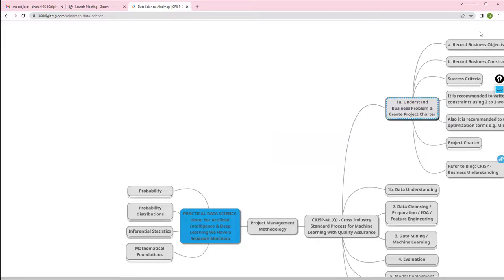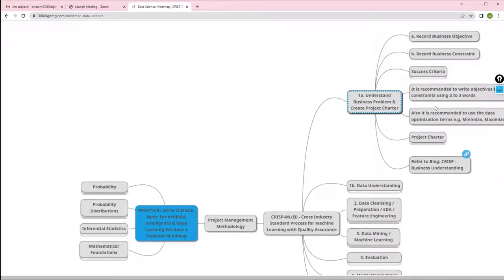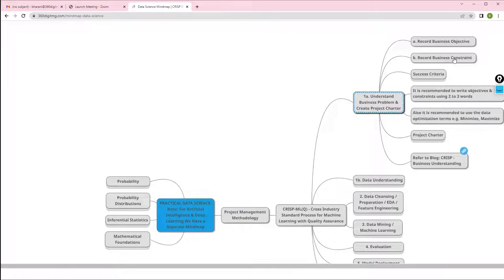We already discussed business understanding, as part of which we need to record the business objectives and business constraints. And while you record the objectives and constraints, please bear in mind that we always need to write them using 2 to 3 words, or 4 to 5 words max, or a sentence. They should never be paragraphs long. They should be short, crisp, clear. And to the extent possible, try to use terms such as minimize or maximize.